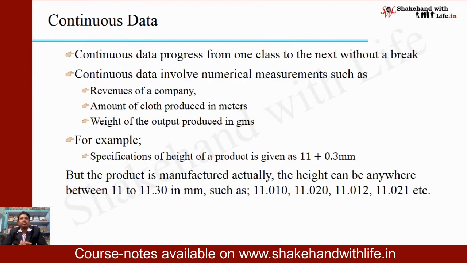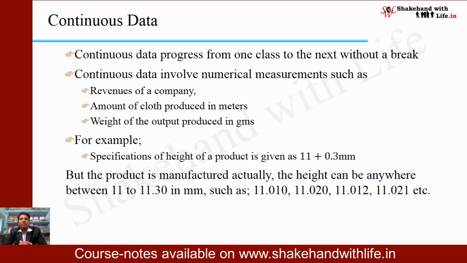Now continuous data. Continuous data progress from one class to next without a break. Continuous data involve numerical measurements such as revenues of a company, amount of cloth produced in meters, weight of the output produced in grams. For example, specification of height of a product is given by the client as 11 plus or minus 0.3 mm, but the product is manufactured actually.